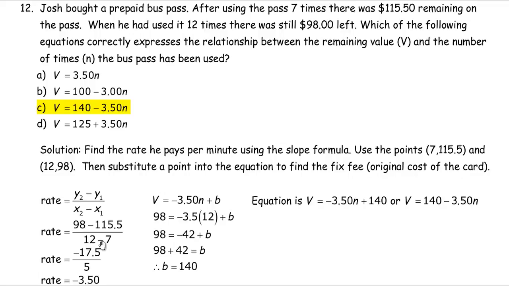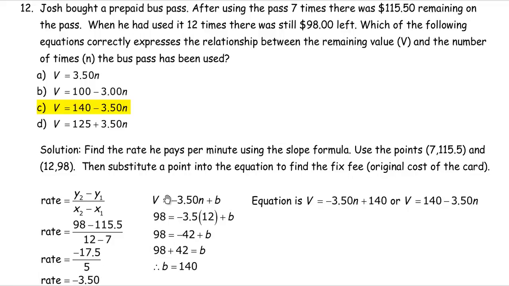Go 7 minus 12. So 98 minus 115.5 is negative 17.5, and 12 minus 7 is 5. And if you divide that, you get negative 3.5. I put the 0 there because it's actually money. It means that for every bus ride, he's using up $3.50 on the card.